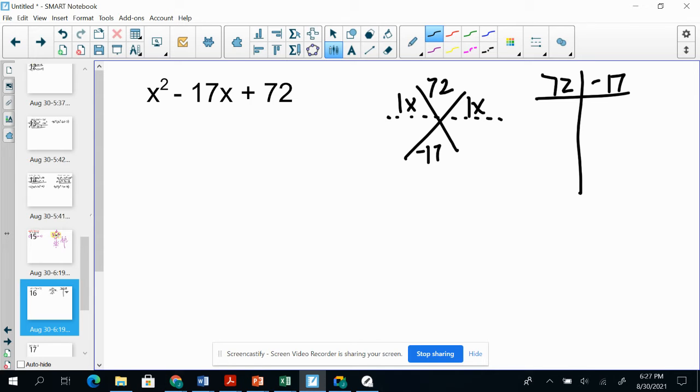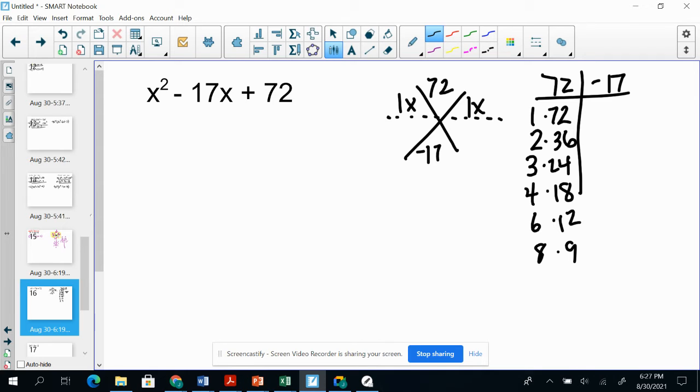But for now, our factors of 72 we know are 1 and 72, or multiples that will give us 72, 2 and 36, and then I have 3 and 24. I have 4 and 18. 6 and 12. 8 and 9. So this is a longer one. And then 9, 8. So it repeats.